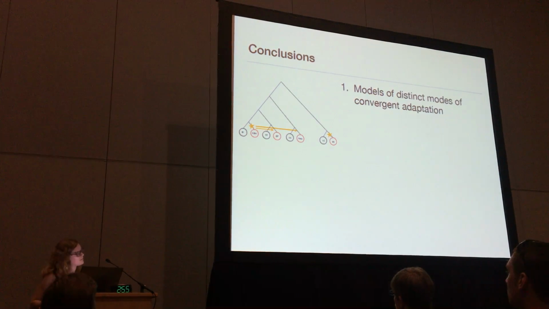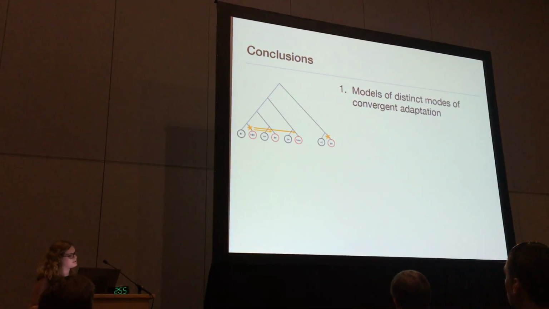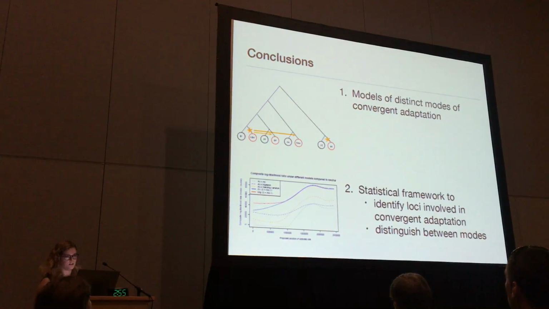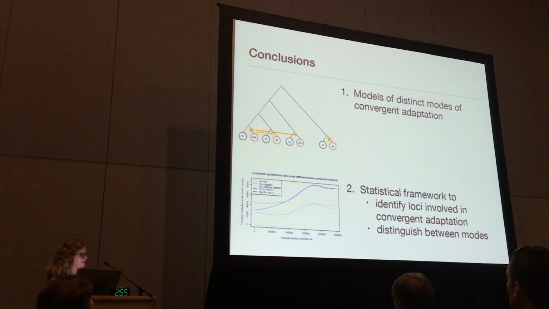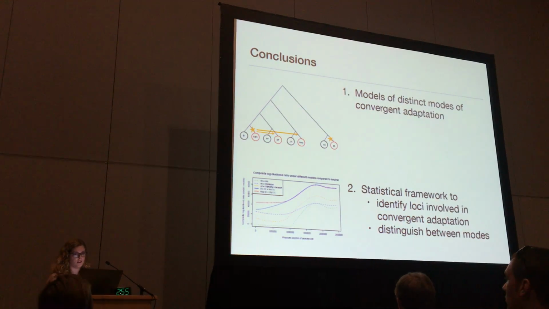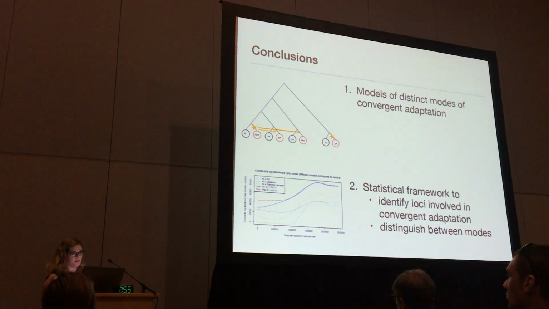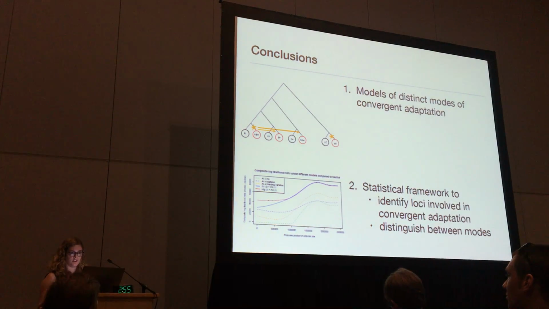Okay, so to conclude, I can make models of these distinct modes of convergent adaptation and put this into a statistical framework that can both identify the loci involved in convergence and distinguish between these modes. And I've shown that in killifish, the adaptation towards pollutant tolerance seems to be happening via two distinct modes, migration and an independent sweep in the southern population pair.